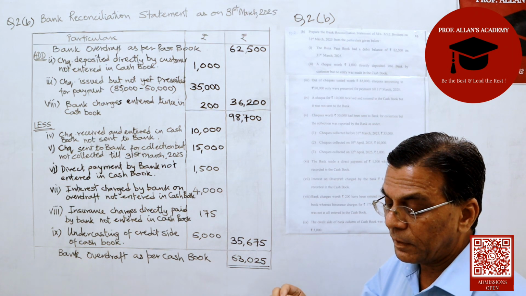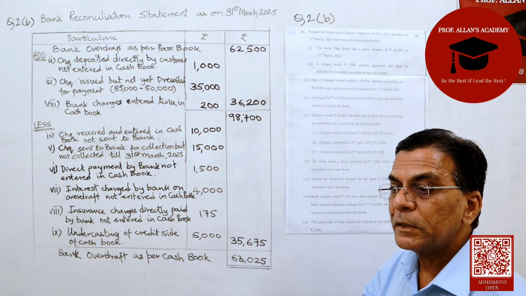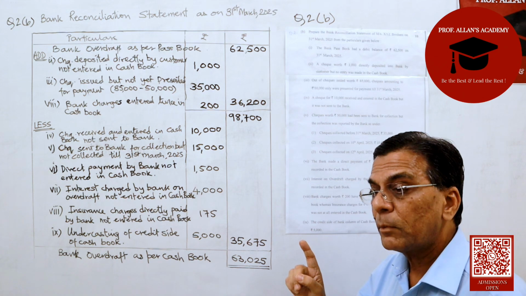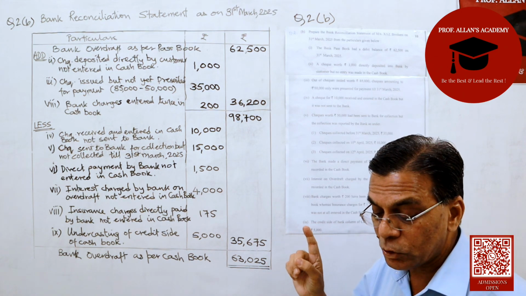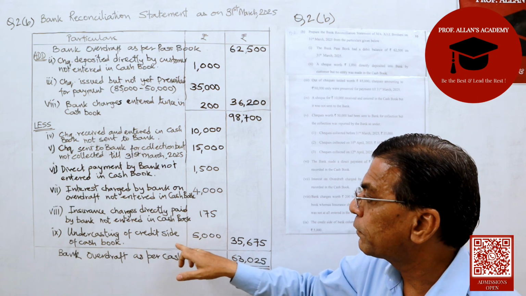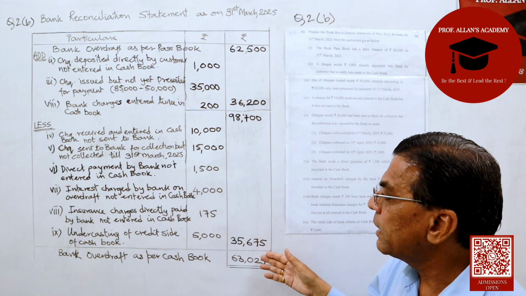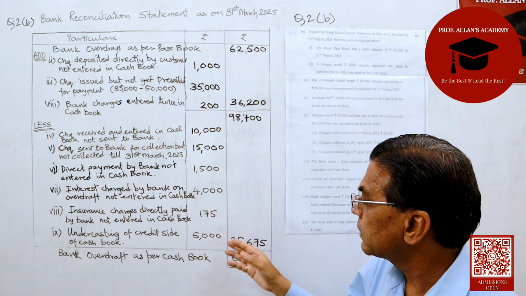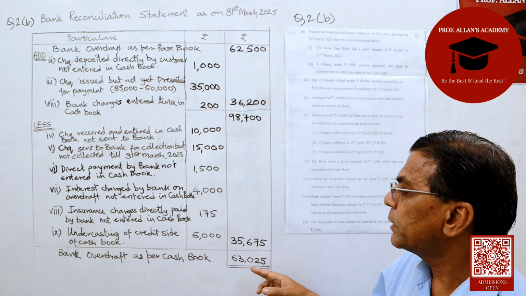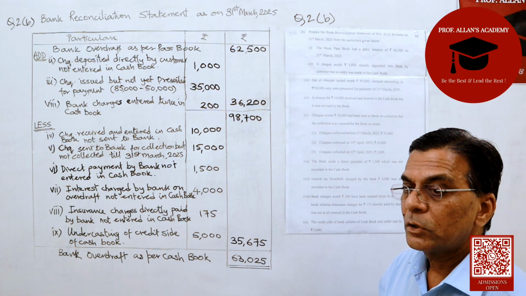And the last item that's given there, the credit side of the bank column of the cash book was undercast by rupees 5,000. Now, which side was undercast? The credit side of the bank column of the cash book. That means the payments were shown less. Therefore, I will less it over here, undercasting of credit side of cash book and the amount 5,000. So, as per the reconciliation, after we summarize it and sum it up, we find that the bank overdraft as per the cash book is 63,025 as on 31st of March 2025.